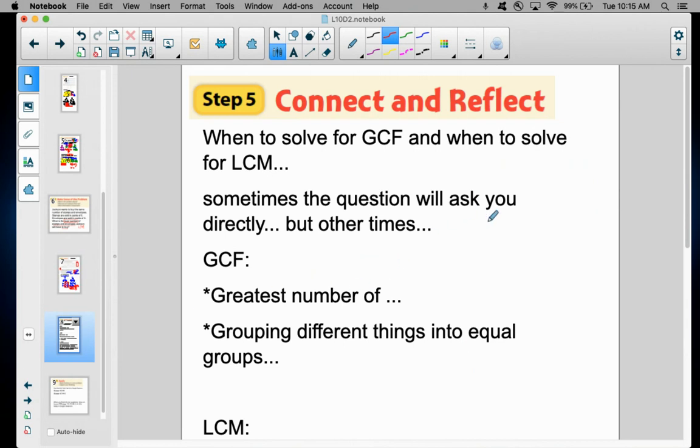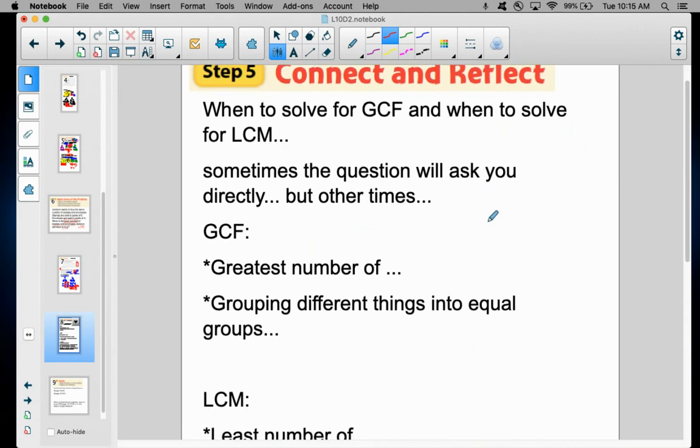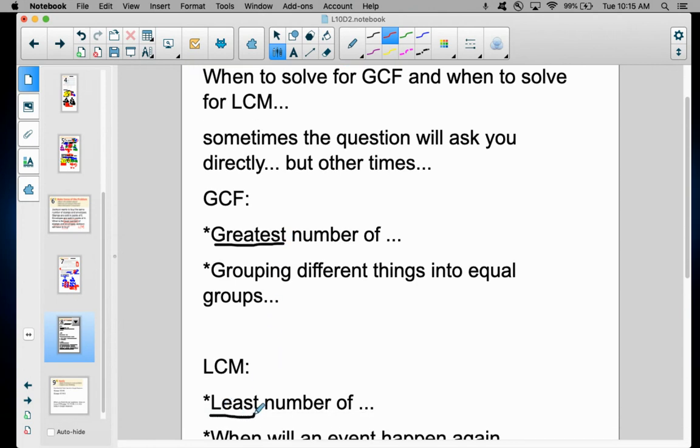The final thing that we did discuss was, how do you figure out what to do? If they don't come out and tell you find the least common multiple or find the greatest common factor, because sometimes they will ask you directly, hey, what is the greatest common factor of 4 and 6? Other times, though, it's kind of hidden. And you might see words like greatest number of or least number of. And when you do, that's the clue that, hey, greatest common factor, least common multiple. So those keywords do apply. If you see that, then that'll direct you to which one to find.